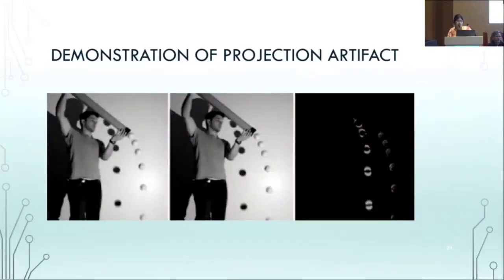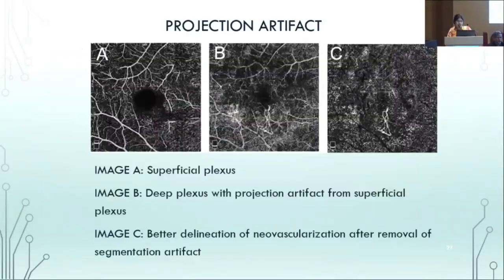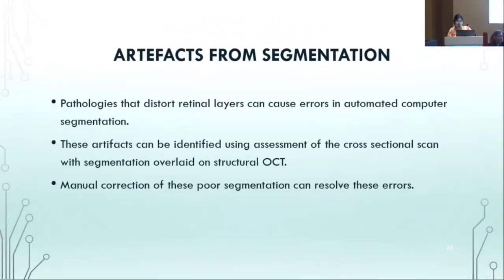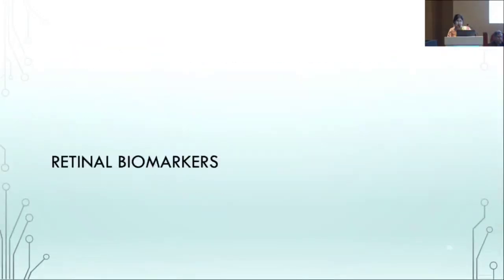This is a demonstration of projection artifact. As we can see, the superficial plexus will project an artifact to the deep plexus, and the image shows better delineation of the neovascularization after removal of the projection artifact. For artifacts from segmentation, pathologies that distort retinal layers can cause errors in automated computer segmentation. These artifacts can be identified by assessment of the cross-sectional scan with segmentation overlaid on structural OCT. Manual correction of these poor segmentations can resolve these errors.